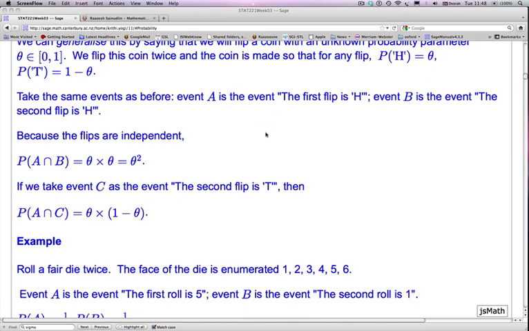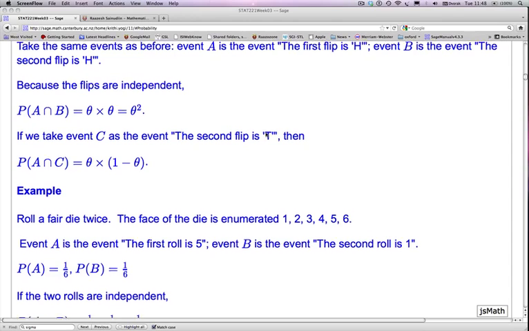So the second example is basically the same as the first, except instead of saying that the coin is fair, we say we have no idea what the bias of the coin is, so we're going to call this bias, namely the probability that it comes up heads, the unknown parameter theta.